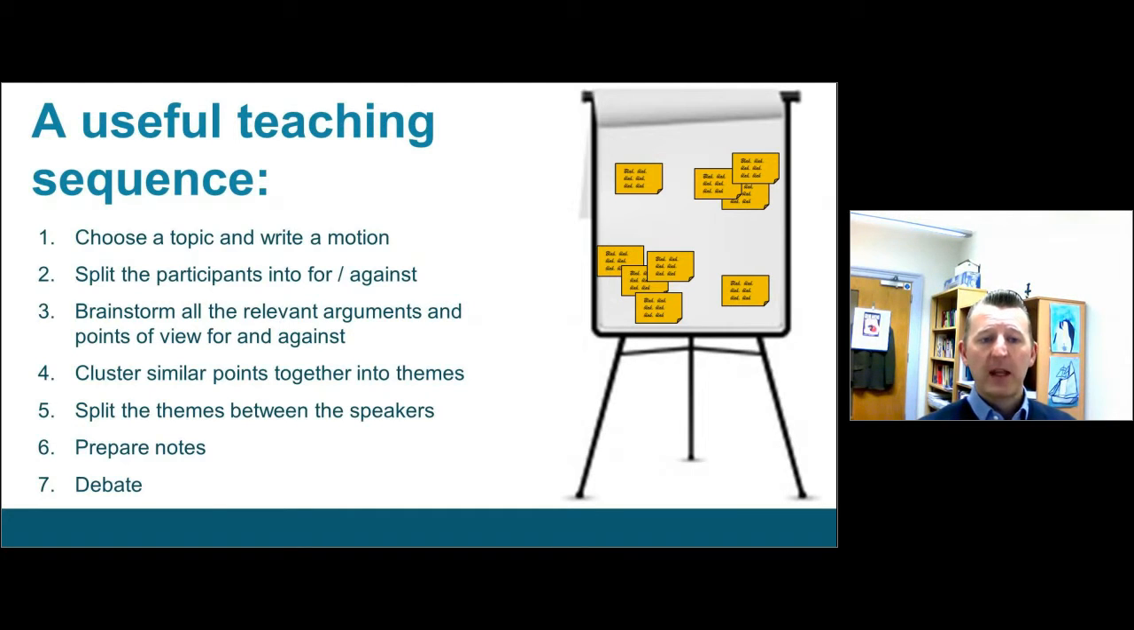So you can choose a topic and write the motion with the children, or you can just set the motion that fits in with your scheme of work. You then split participants into for and against groups. They then brainstorm all of the relevant arguments and points of view for and against. In this little diagram, we're brainstorming on post-its. Then you cluster all of the points together so that you have conceptual themes. And then you can split the themes between speakers. Then each speaker knows what points, themes and examples they're using in their speech. Then they can prepare their notes, prepare their speeches, and then they can engage with the debate.